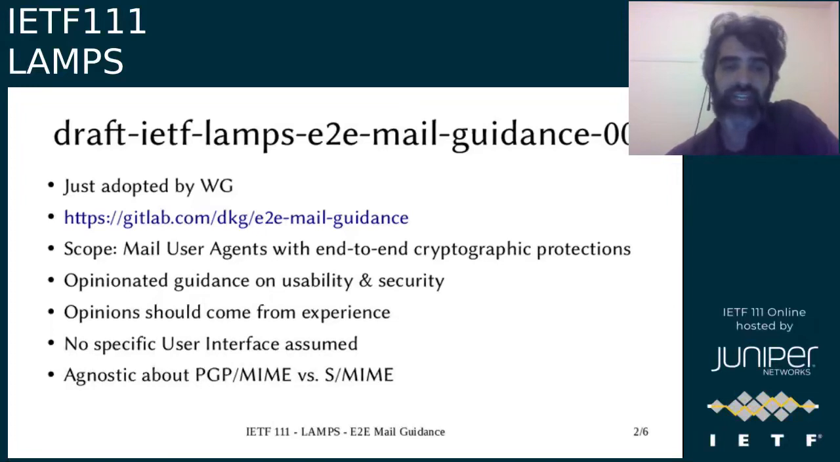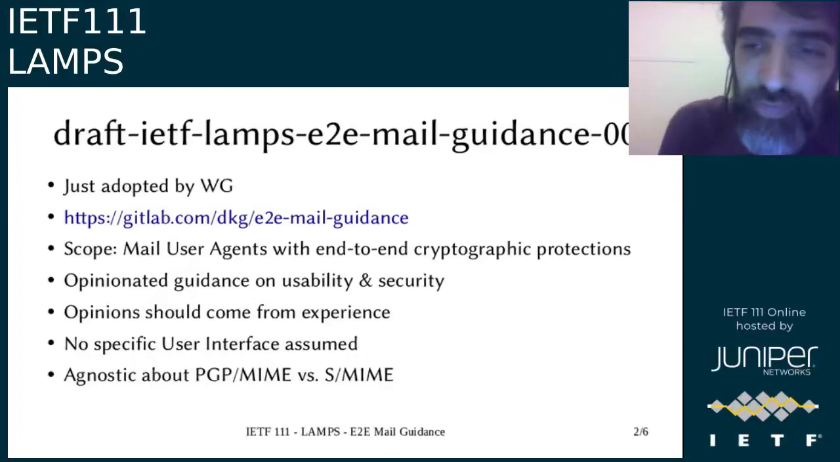The draft currently is agnostic about PGP-MIME versus S-MIME, which is fine by me. If folks have an issue with that, we tweak it, I guess. But I don't think there's a need right now for it to care specifically about PGP-MIME versus S-MIME. What we're talking about here is what the mail user agents should do and what sorts of concepts need to be presentable to the user. Next slide, please.